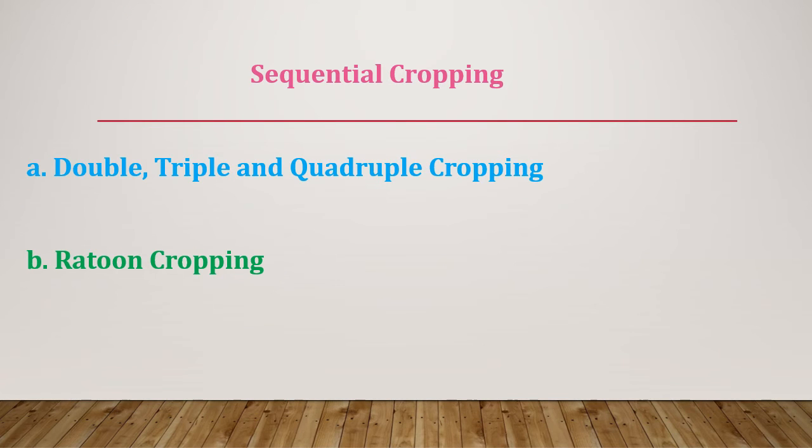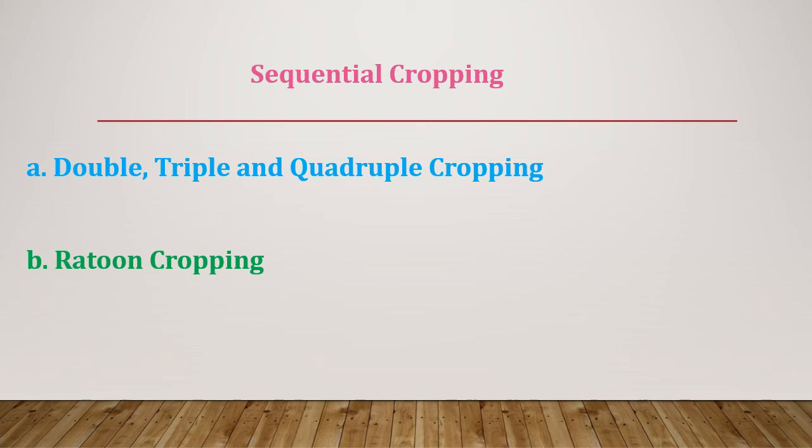Sequential cropping, growing two or more crops in sequence on the same field in a farming year. The succeeding crop is planted after the preceding crop has been harvested. Crop intensification is only in the time dimension. There is no intercrop competition. First one is double, triple and quadruple cropping. Grow two, three or four crops respectively on the same land in a year in sequence.